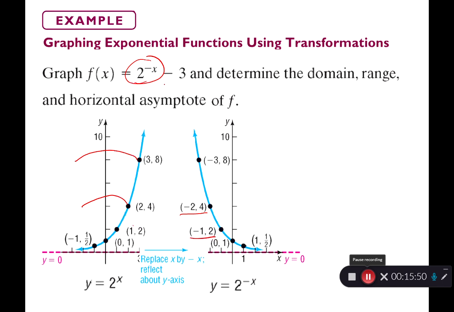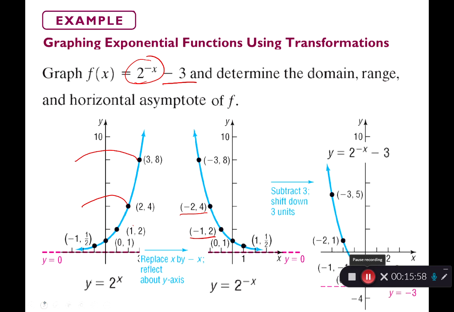Now the second transformation is a little bit more straightforward. When we subtract 3 from our function, what we notice is our function goes down 3 units. But I want you to notice my asymptote goes from y equals 0 to y equals -3, so everything goes down 3 units, including the asymptote.